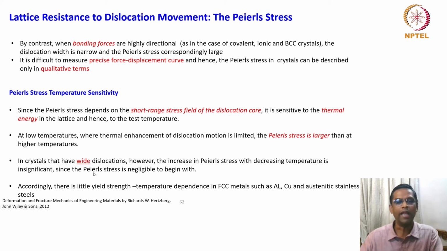We talk about wide dislocation. Which materials will have wide dislocation? Typically, metals which possess the FCC crystal structure, like aluminum, copper and austenitic stainless steel. They all will have very wide dislocations. The dislocation width W is quite large in these materials, and they don't have much temperature dependence of Peierls stress.